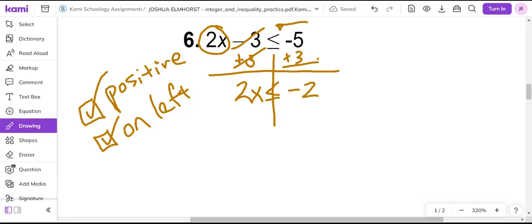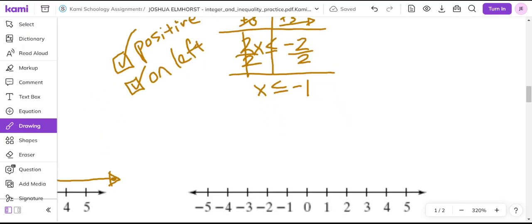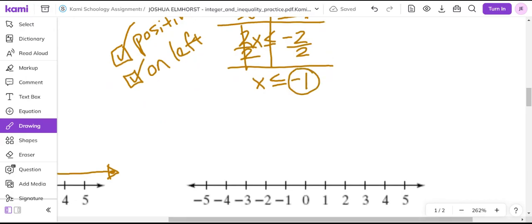-5, +3. If you go -5 and then +3, you're going to end up at -2. Now we have x is less than or equal to -1. So we're going to put a circle at -1, and we're going to shade it in because it is also equal to. And x is on the less than side of that comparison. So we're going to do x is less than or equal to -1.